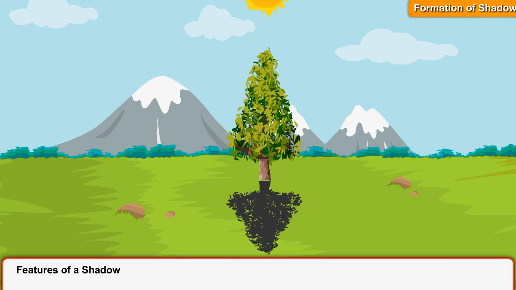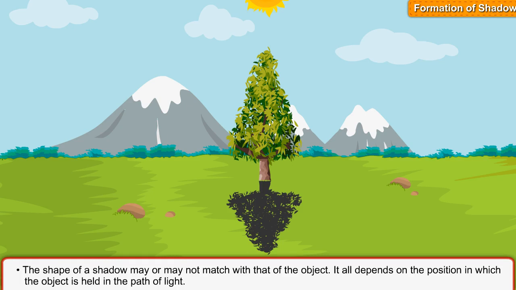Features of a shadow. A shadow is a dark outline of an object. The shape of a shadow may or may not match with that of the object. It all depends on the position in which the object is held in the path of light.